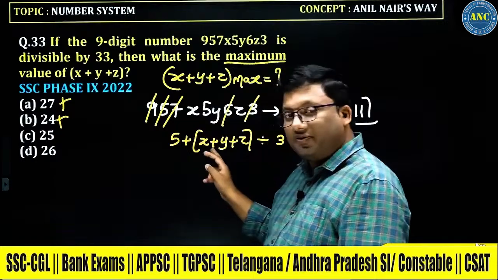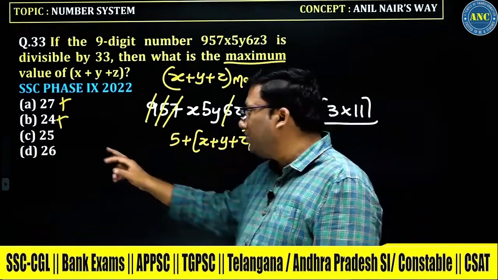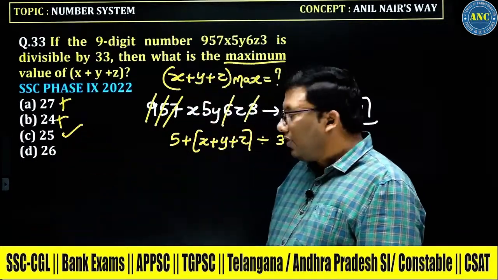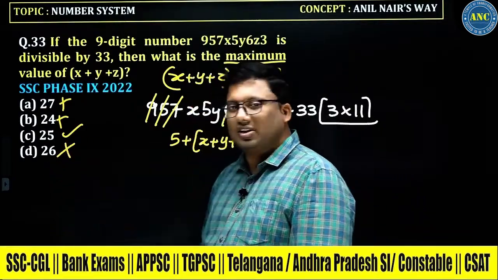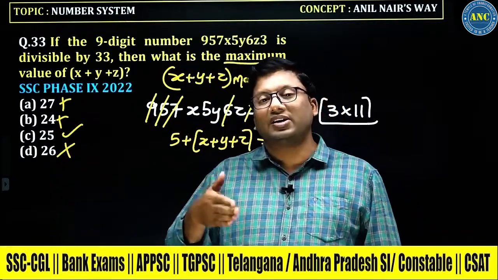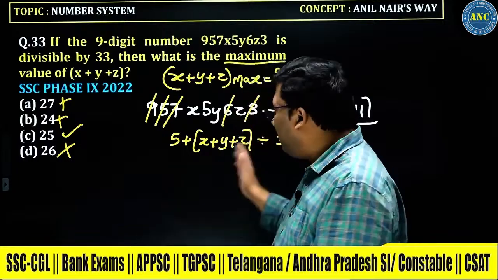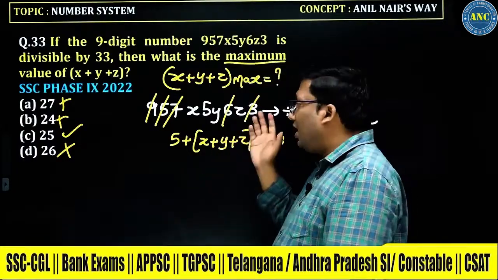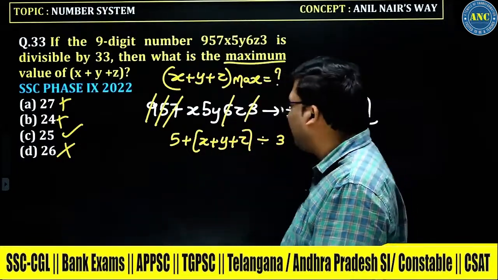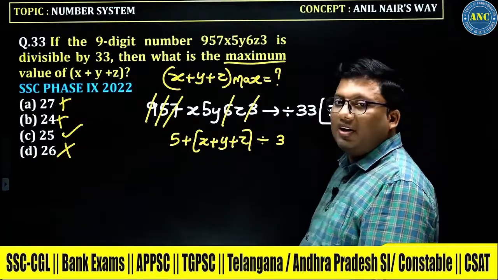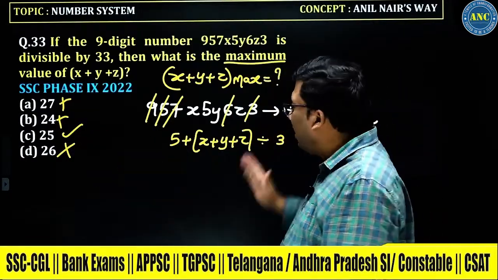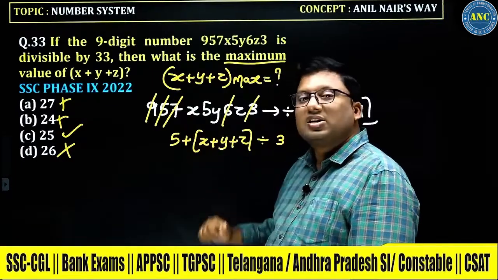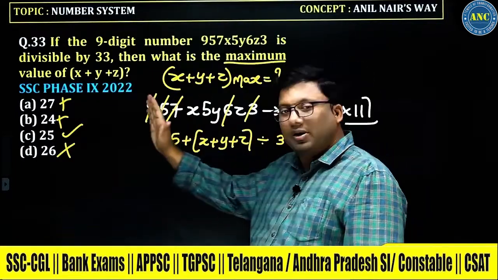25 plus 5, 30. It is divisible by 3. 26 plus 5, 31. It is not divisible by 3. If there was more than one answer option where the sum is divisible by 3, I would have used the divisibility rule of 11 also. But there is only one option that is satisfying. The divisibility rule of 3 is that the sum of the digits should be divisible by 3.